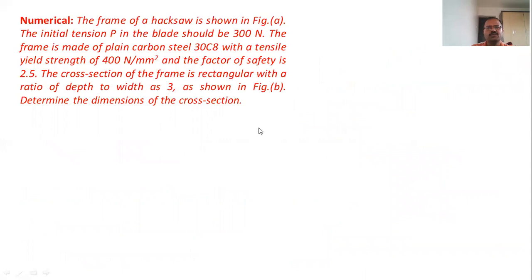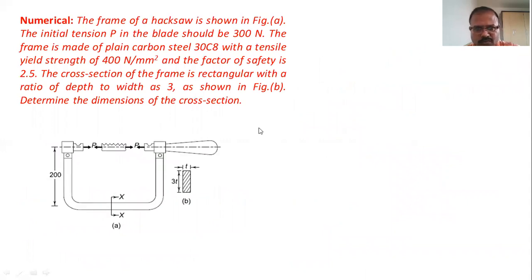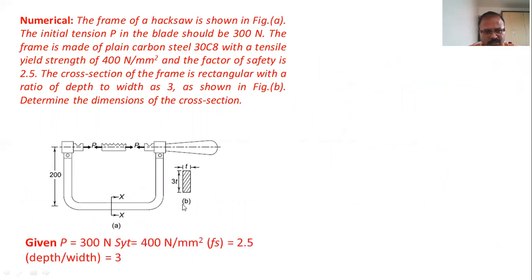Again, we will solve a numerical of a hacksaw, which is used for cutting purpose. The figure of the hacksaw is shown, cross section is shown, eccentricity is given, the magnitude of load is given. The frame of hacksaw is shown in figure. Initial load is 300 Newton, P. The frame is made up of plain carbon steel 38 with a tensile yield strength SYT of 400 Newton per mm square. Factor of safety is also given, 2.5. Cross section is rectangular and depth to width ratio is 3. We have to determine the dimensions of the cross section.